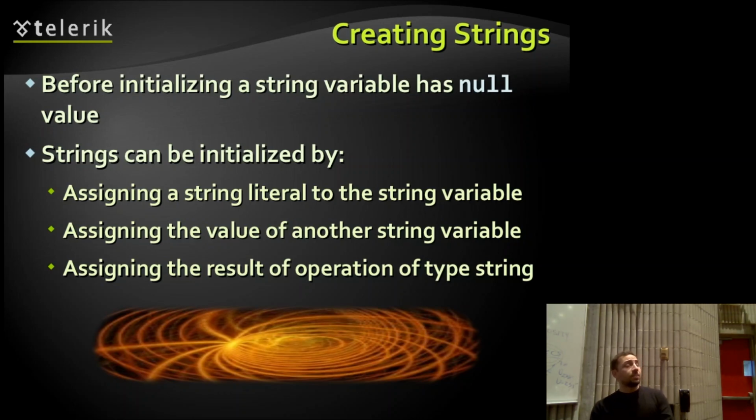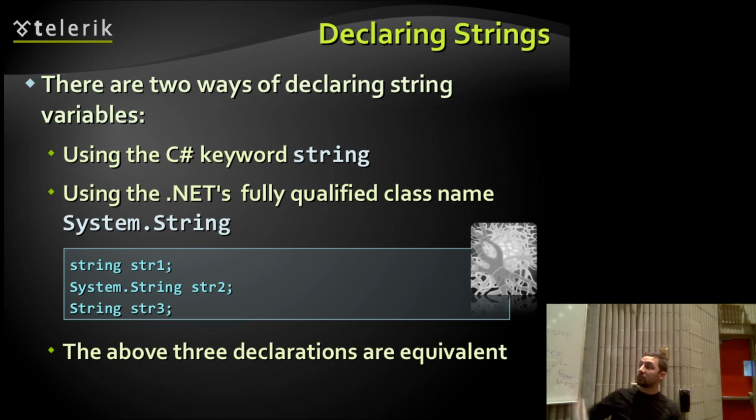It is a reference type, so when you first create a string, if you don't assign something to it, and none of those three lines assign something, it will have null. It won't have a blank string, it will have null. So there's a big difference between a string with nothing in it and a null pointer.